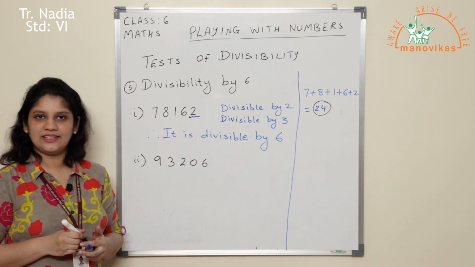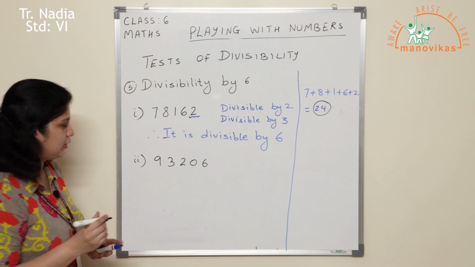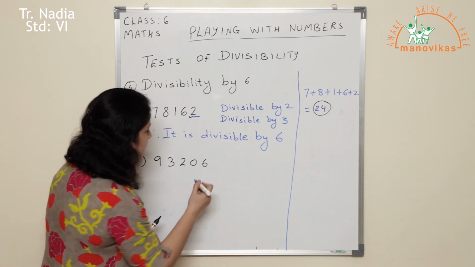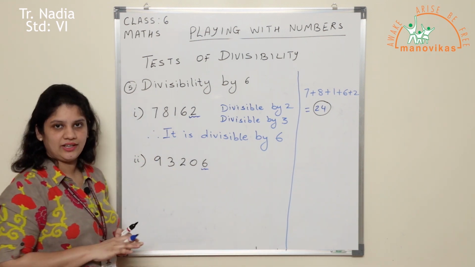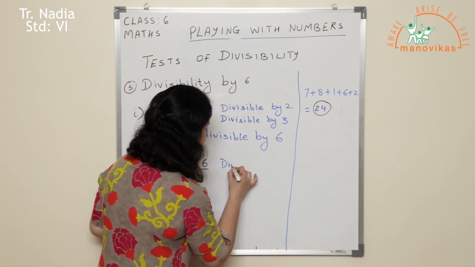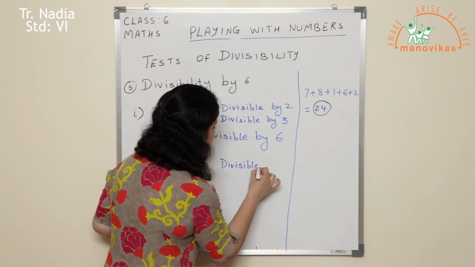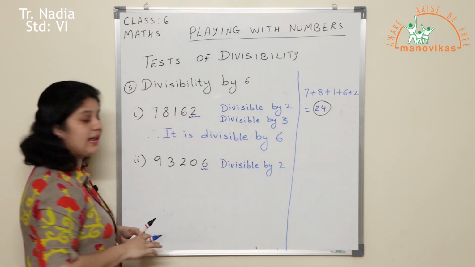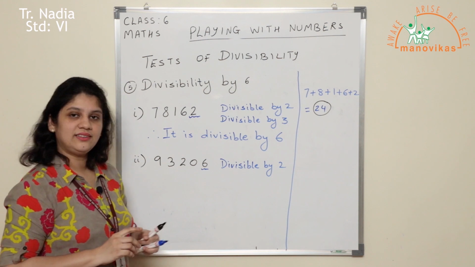Let's first clear the divisibility test for 2. It ends with the number 6. 6 is an even number. So, this number I can say is divisible by 2. Okay, now the next is the 3 test.